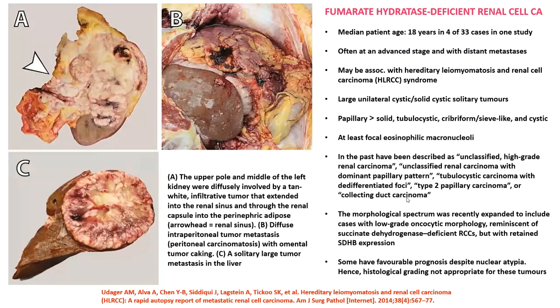Now, although we say that most of these tumors have a high-grade morphology, some of these tumors will also have a low-grade oncocytoid presentation, wherein you could even have a differential diagnosis of a chromophobe RCC or a succinate dehydrogenase deficient RCC. And nuclear atypia is actually not an important grading criterion for this tumor, because despite having prominent nucleoli along with nuclear atypia, some of these cases may have a favorable prognosis.